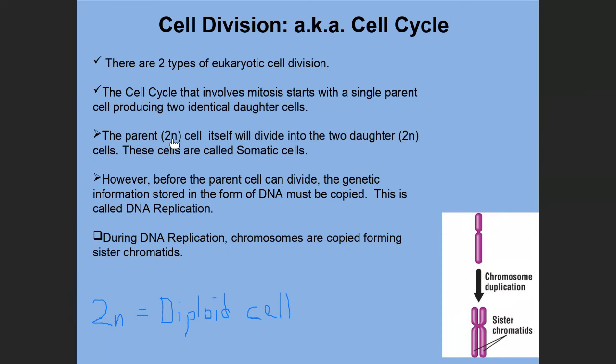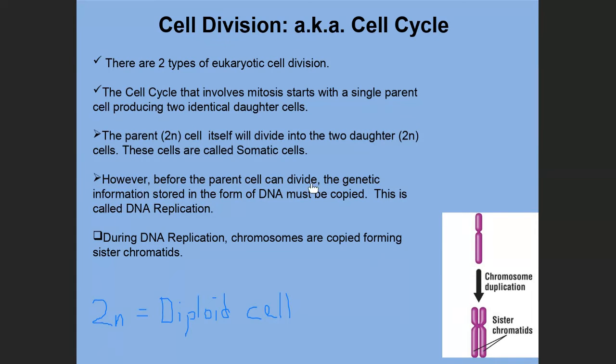Okay. What the diploid means, the 2N means, is that in the cells of our body, you have what we call pairs of chromosomes. When the DNA tightens up, we have pairs of identical chromosomes. I'll explain it more during lecture again. But the parent cell is a diploid cell itself. It will divide into two identical diploid daughter cells. All these cells, both the parent and the daughter, are called somatic cells. It's going to be different from what we're going to talk about for the other type of cell division.